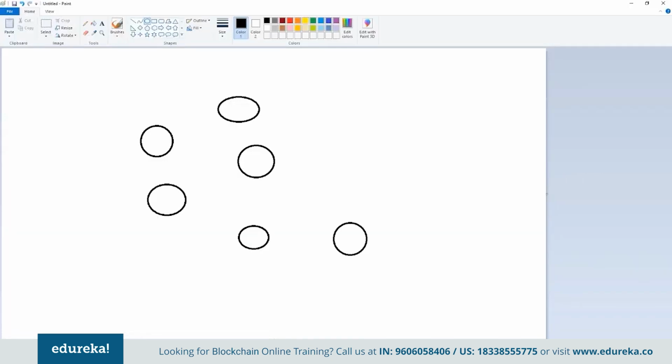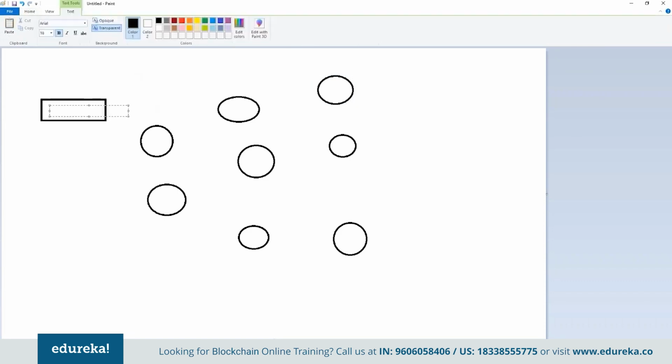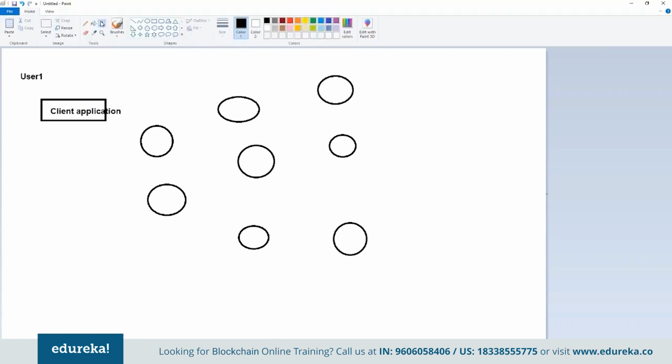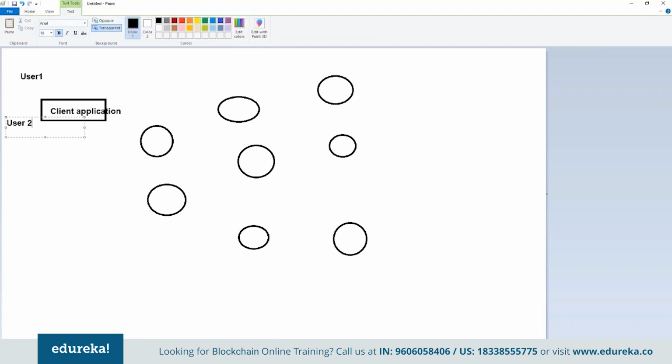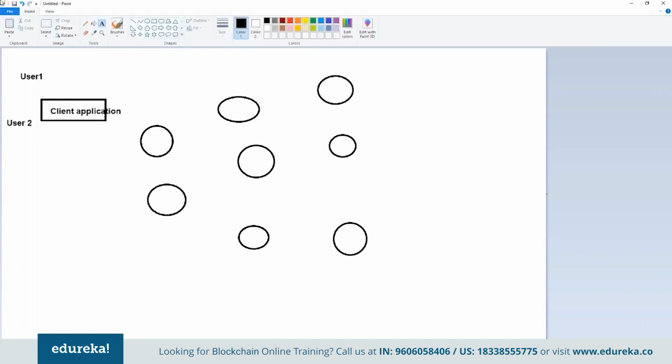Let's say this is my blockchain network. Now I can have different things apart from the blockchain network. I can have a client application and I can have different users as well, for example user one, user two, etc. This is the typical scenario where I have multiple users and a client application that is accessed by multiple users based on their credentials. And then this is my blockchain network where all the nodes are connected with each other in a distributed manner. The fundamentals of blockchain will still remain intact. These nodes will be connected with each other.